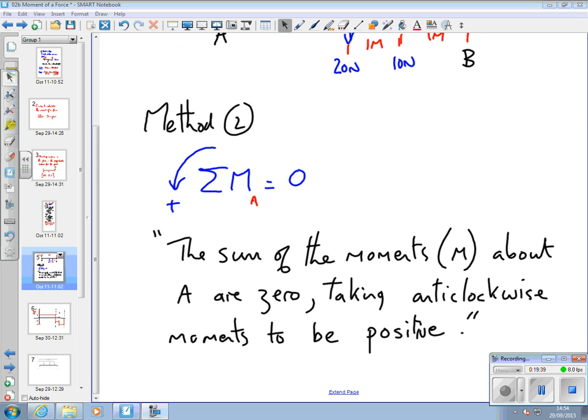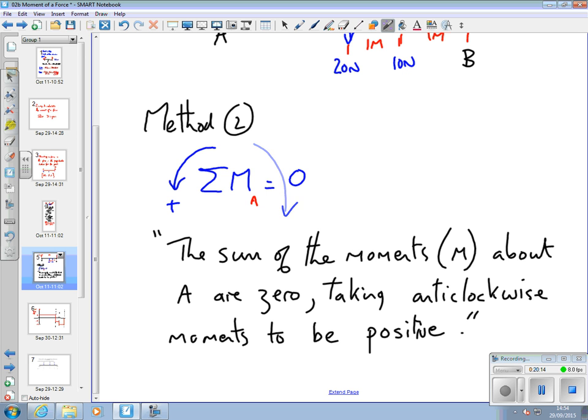So let's look at this. What it's saying is, in words, the sum of the moments, so that symbol there, sum of the moments M, about A. So that subscript means I'm taking moments about A, sum of the moments about A, equals 0, taking all moments acting in the anticlockwise direction as positive. So that means, by implication, that any moments acting round clockwise must be negative. So that's the convention we're going to use.